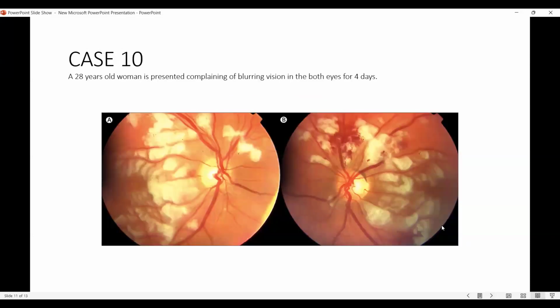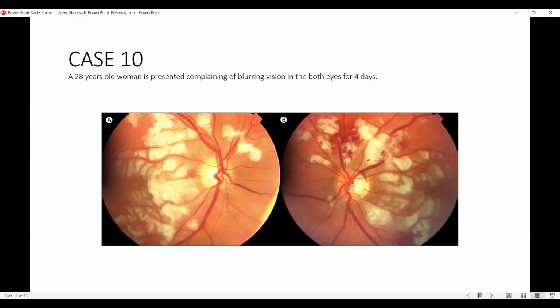Anyone would like to take this case? Purtscher-like retinopathy. Okay, you can proceed. What is the scenario? A 28-year-old woman, blurring of vision for 4 days. I'm not too sure. Maybe this is like Purtscher retinopathy.